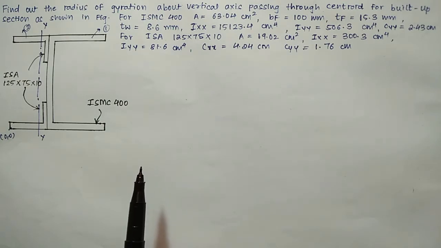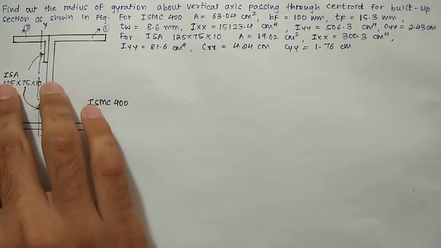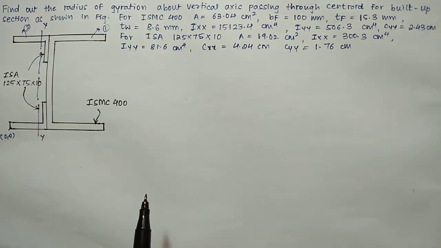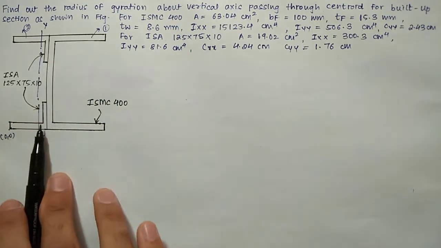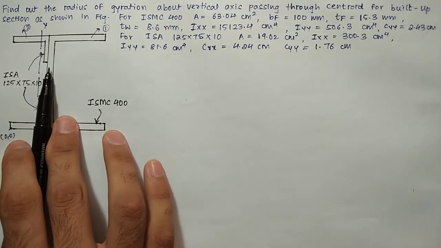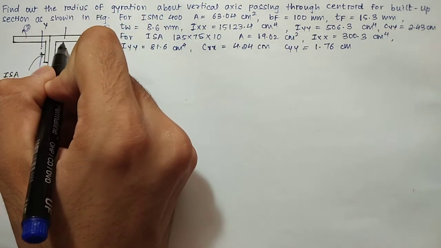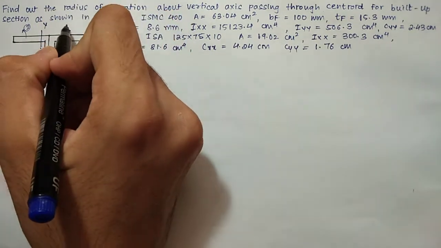Now we need to locate the centroid with respect to the origin, and afterwards apply the parallel axis theorem to determine the moment of inertia of this built-up section about this axis YY. So first of all, let us locate the centroid. For the C section, the axis which is parallel to the web, that means parallel to this, will be the YY axis only.